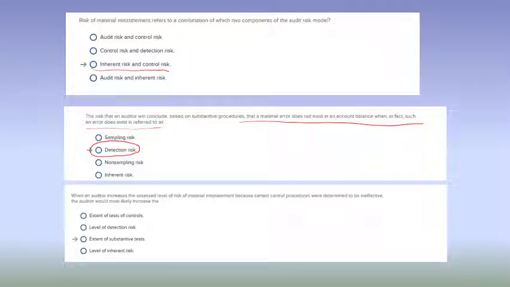Okay, taking a look at this next question from your quiz and from your homework. When an auditor increases the assessed level of risk of material misstatement, and again that means our IR and or our CR have gone up, because in this case, okay, here we go, they're telling us it's because our CR has gone up, certain control procedures were deemed to be ineffective, the auditor would most likely increase, and then it's going to be what? Nature, extent, and timing of our substantive procedures.